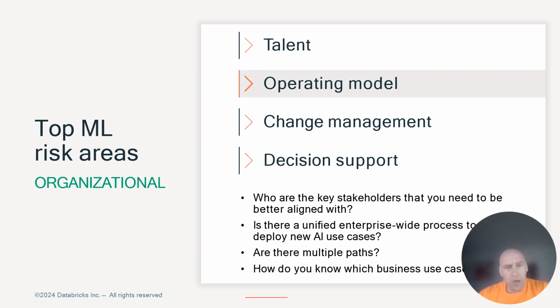Now, when we're talking about operating model, who are the key stakeholders that you need to be better aligned with? I'll talk a bit about an AI ethics committee or any other specific committees that you need to establish organizationally, in order to have a common way to discuss those potential risks, and to think about how we can improve organizational alignment while adopting AI. We need to think about, is there a unified enterprise-wide process to deploy new AI use cases? Are there multiple paths? How do you know which business use cases you should leverage first?